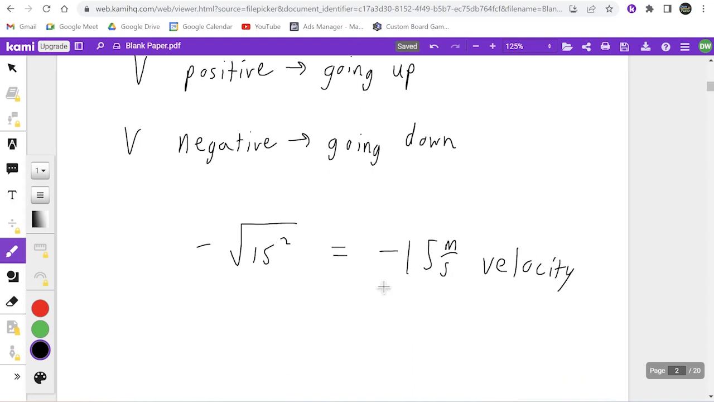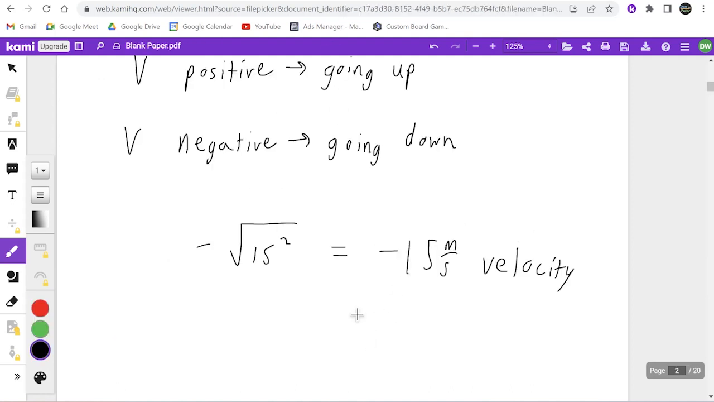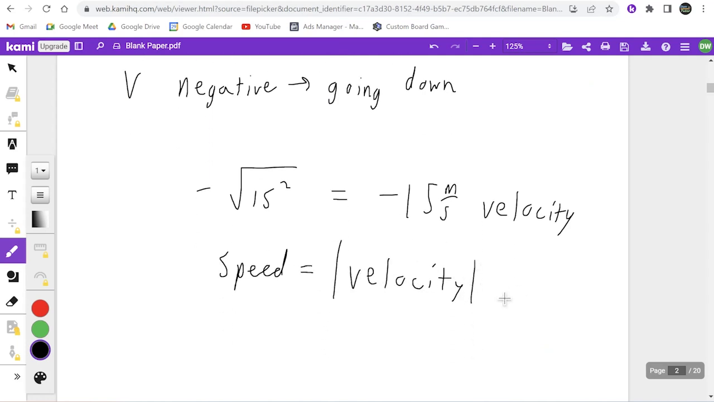Now, the funny thing is, the answer is not negative 15. It actually is positive 15. Why? Can someone read the question and tell me why? Speed. Yes, speed. And speed is the absolute value of velocity. Speed equals absolute value of velocity. And that's why you read the question every time. 15 meters per second is the final answer.